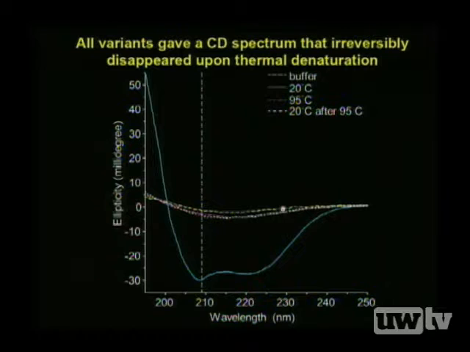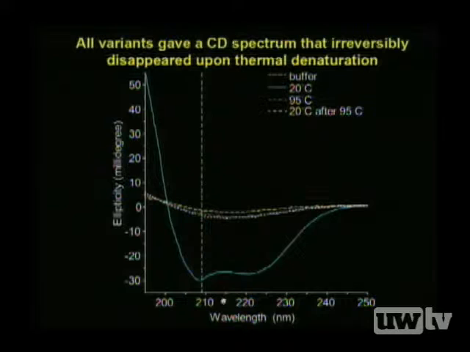If we do the same experiment on just buffer, we get this more or less straight line shown here in yellow. When we take our folded protein and heat it up to 95 degrees, that's this purple curve here, it no longer is polarizing light. The signal goes away because the protein has unfolded. And when we cool it back down, there's still no signal.